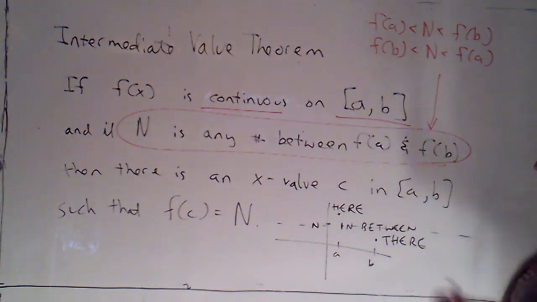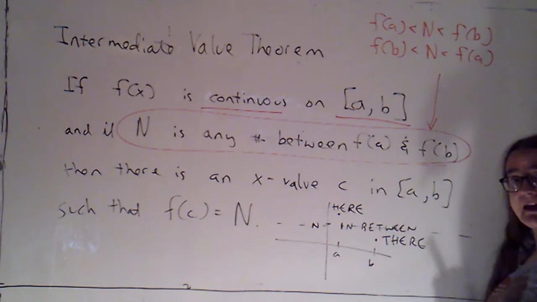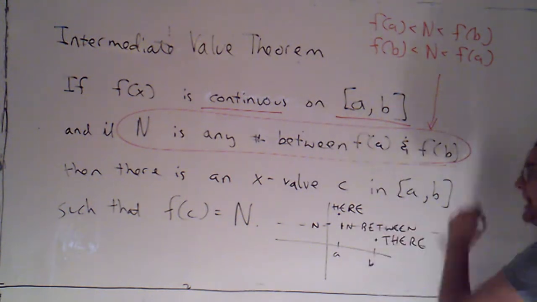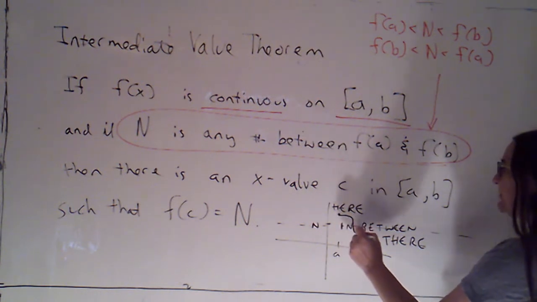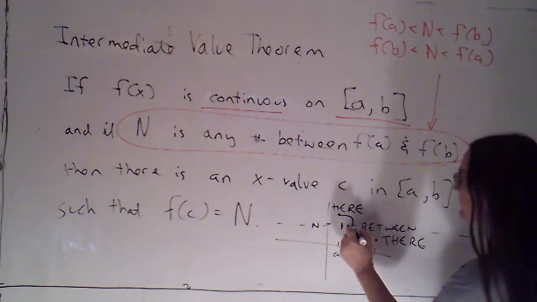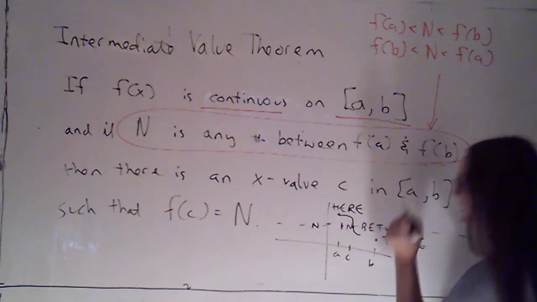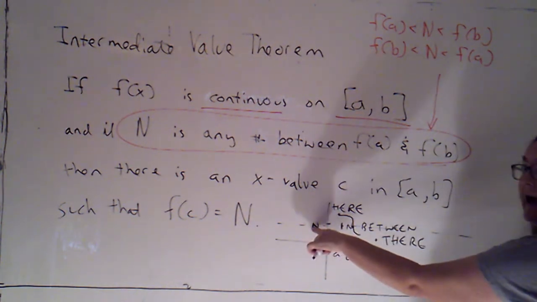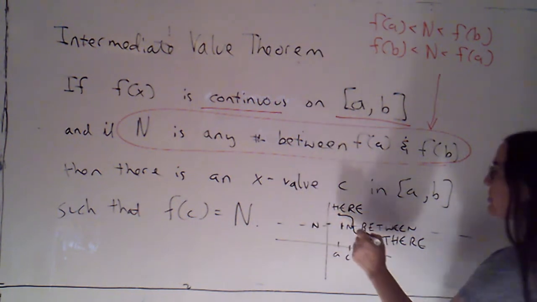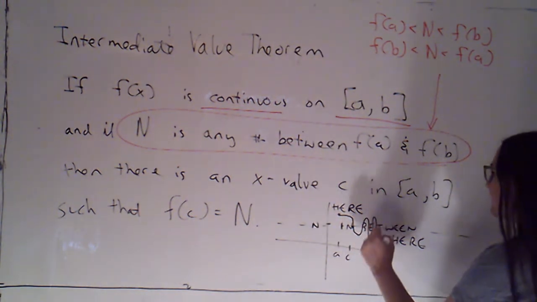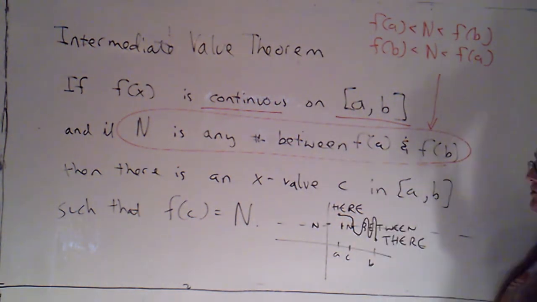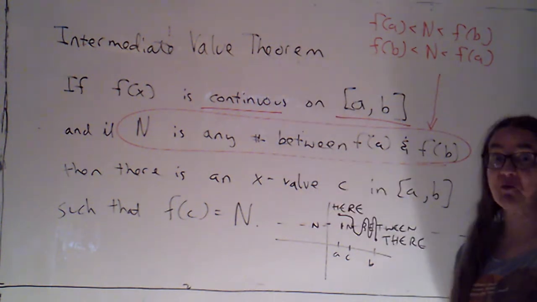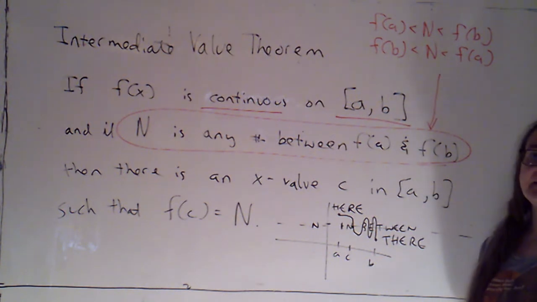And all this says is, hey, if I want to play connect the dots, I'm going to have to cross that line somewhere. There's no way I can avoid it. I'm going to have to cross it. So where I've crossed it, I'm just giving a name c to that. When I plug in c, I get n. I should just point out, there's nothing that says I can't cross it multiple times. So the theorem does not say there's a unique x value c. It says there's at least one where this happens.